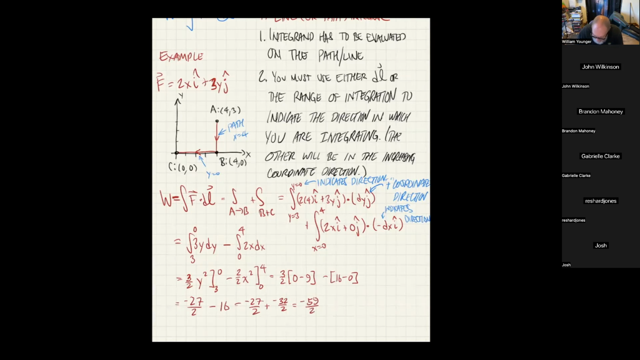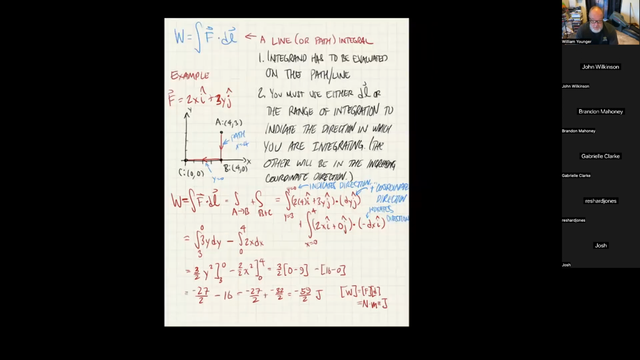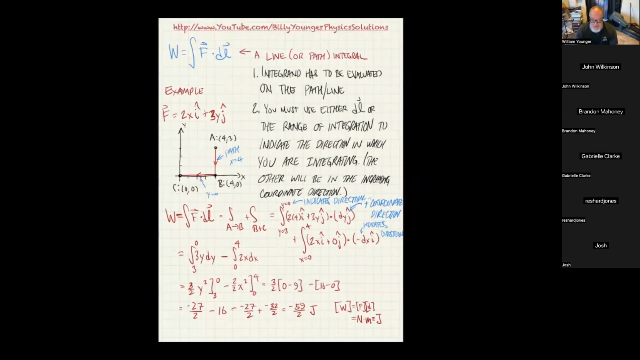over 2. And work is actually measured in joules, where I'm saying the unit of work is equal to the unit of force times the unit of distance, which equals a Newton meter, which is defined to be the joule. Okay. So hopefully that explains a little bit about how the path integral, line integral stuff goes. Anybody have any questions about that?